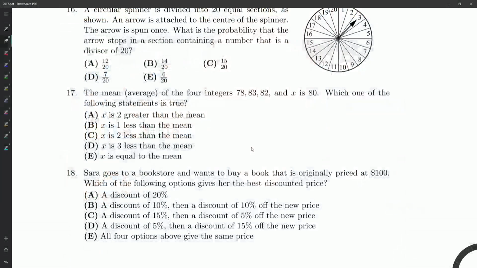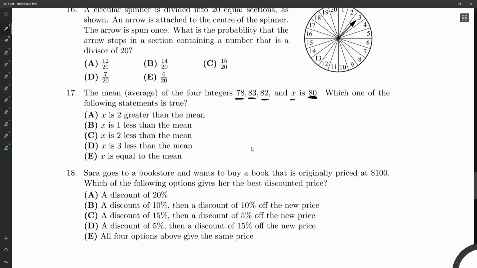Root Beer here looking at question number 17 on our 2017 grade 7 Gauss paper. Let's take a look, shall we? So, the mean, or average, of the four numbers 78, 83, 82, and x. So x is some unknown, but we know that the average there is 80. Alright, so we actually can figure out what x is.